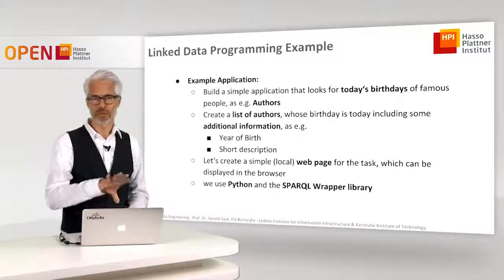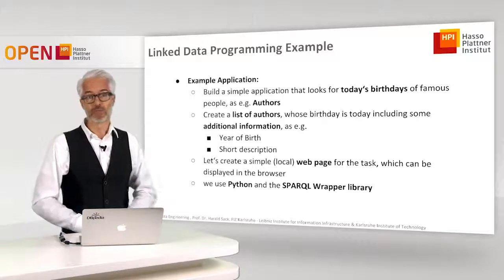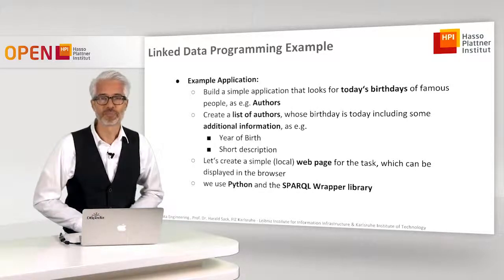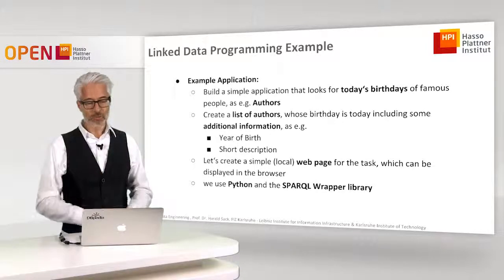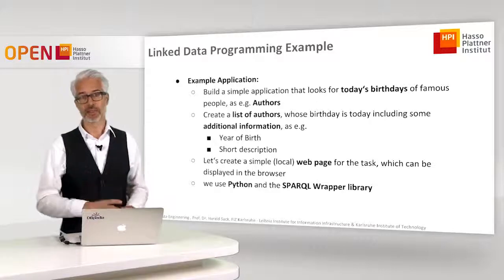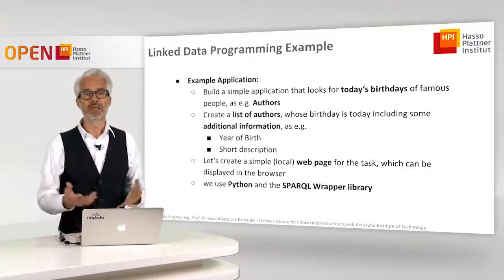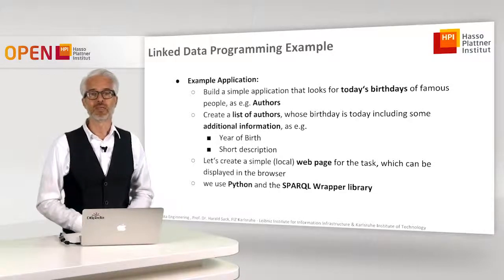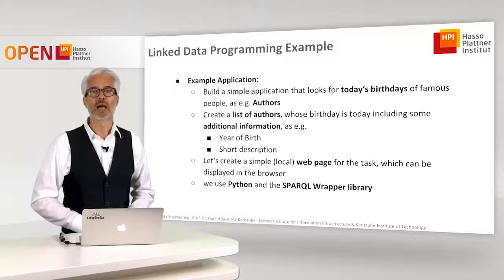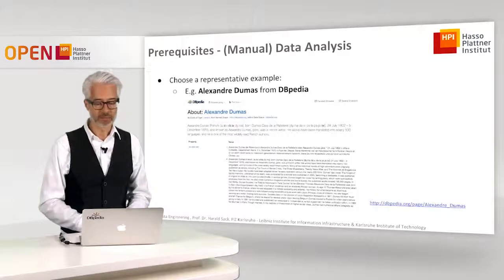So we will also take a picture, a thumbnail for the author, which is also a nice feature that DBpedia provides. And to represent this, we create a simple local web page. So we make an HTML encoding, which can then be loaded as a file into our browser, and we can display it simply. And we use for this the Python programming language and the SPARQL wrapper library for Python.